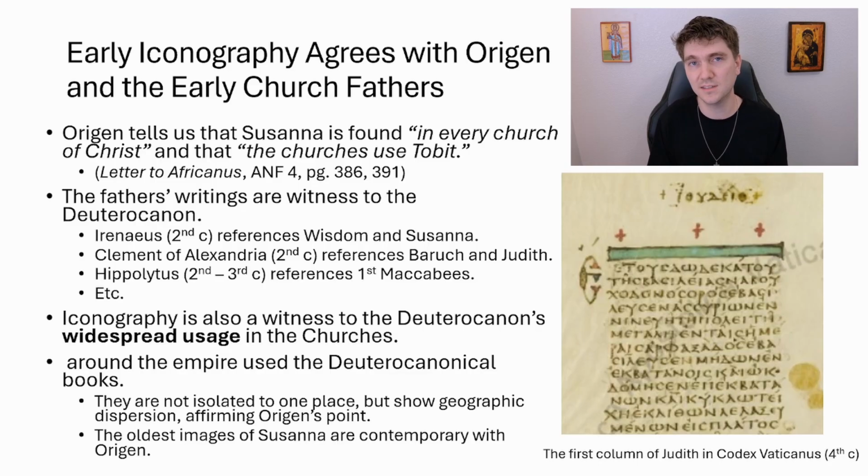There's a ton of references to the Deuterocanonical books in early Christian writers, while iconography also witnesses the Deuterocanonical books in its art. So iconography in the early church indicates the Deuterocanon's widespread usage in the churches, and it's used all around the empire. It's not isolated into one place, but it agrees with Origen that it's in every church. Churches all around the empire are using these scenes from the Deuterocanonical books. And some of these images are very old, even contemporary with Origen, dating back to the 3rd century.